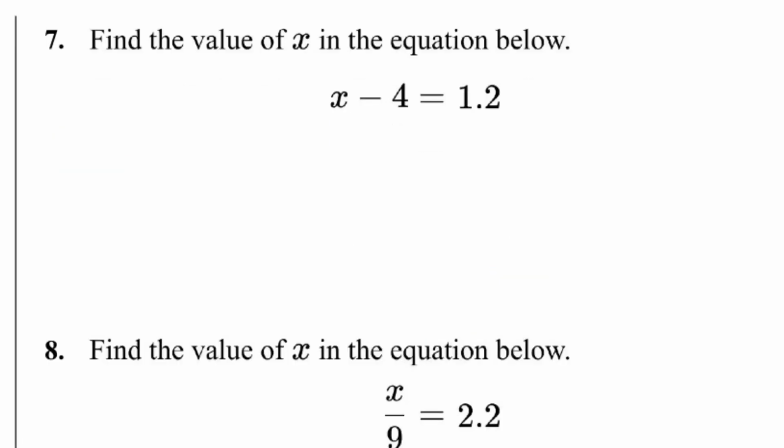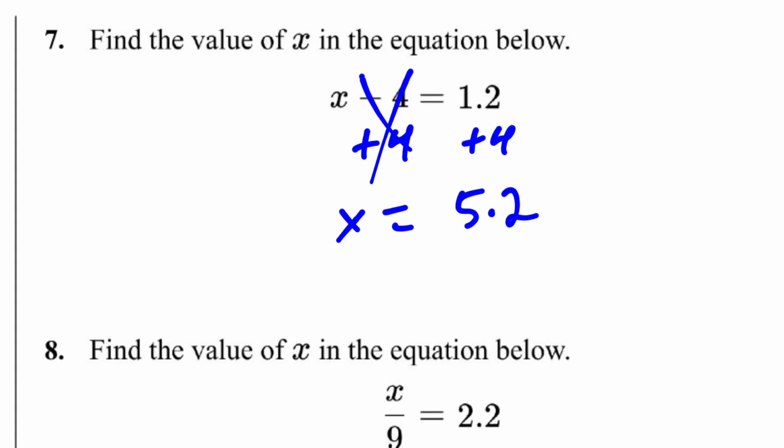For this one, we're going to undo the subtraction. You always start on the side with the letter. And since there's a minus 4, we're going to cancel that out by doing a plus 4. We are left with 5.2 because this cancels out. It gives you 0, which means you did something right. And if you were to plug that back in, 5.2 minus 4 does equal 1.2.